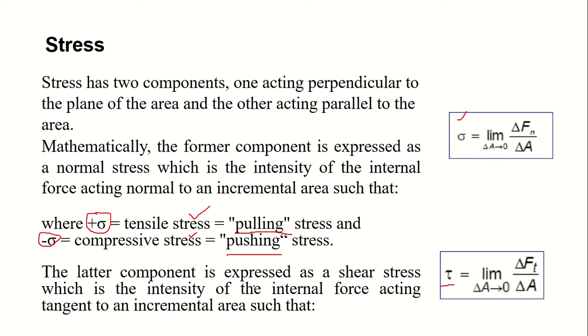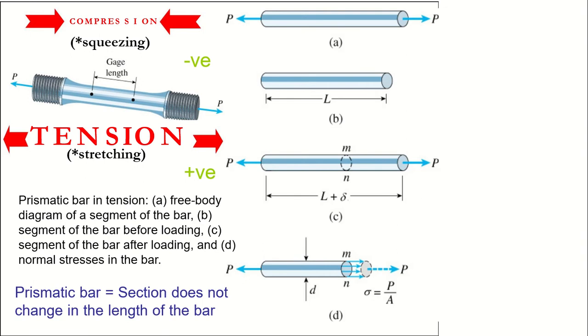So it is a component expressed as a shear stress, which is the intensity of internal forces acting tangent to the incremental cross-section area. So then you can call this a tau value. Hope now you understood how actually normal and shear stress can be found, guys. Let us see here. Once you apply a force, if it is towards each other, then that particular member you can call compression. If it is away from each other, then you can call it a tensile stress.